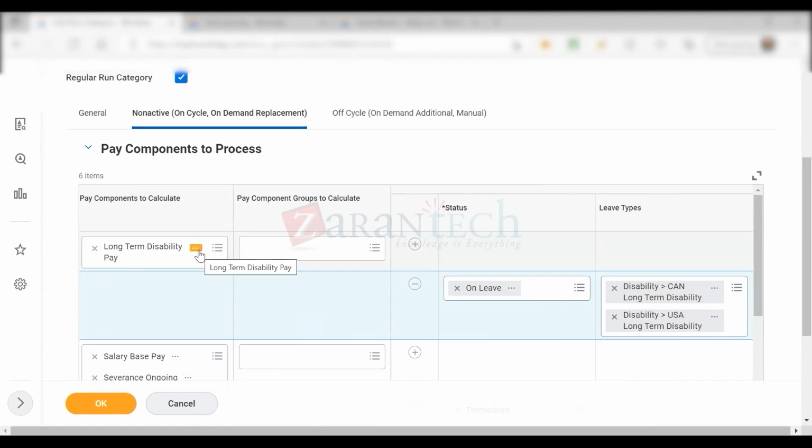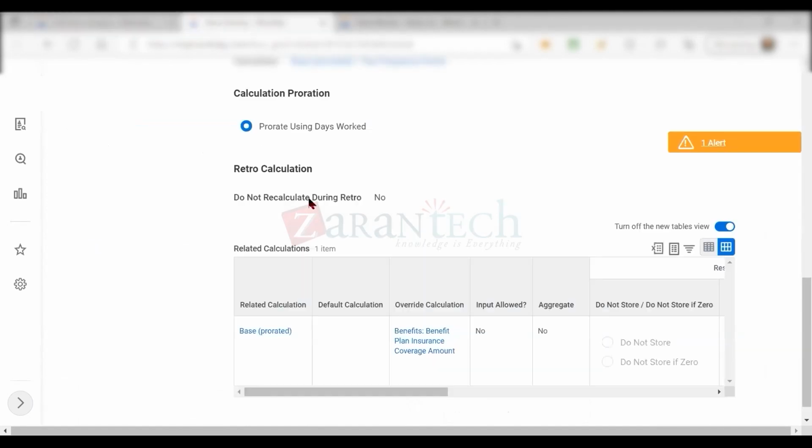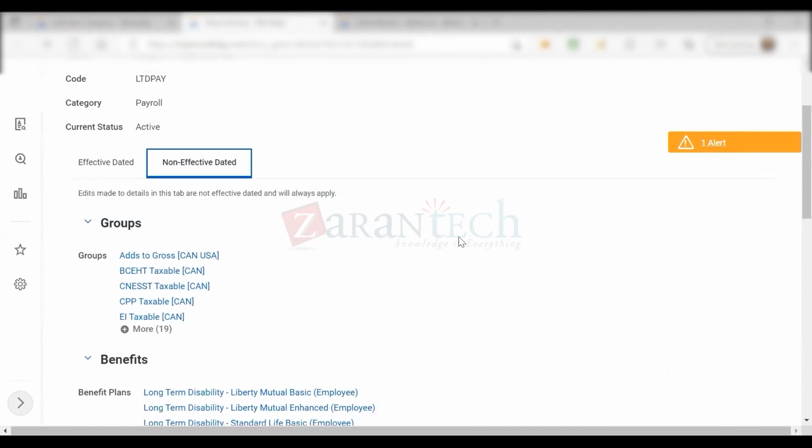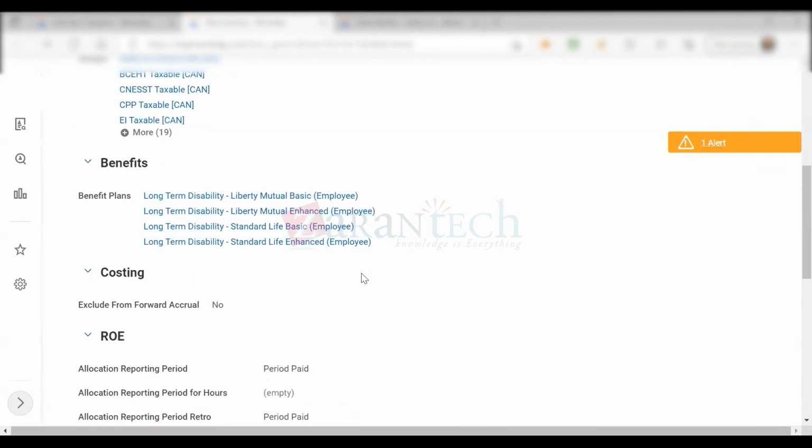But what is the condition for them to get paid? First, they need to be on these leave types. Second, they have elected the long-term disability benefit plan that we have on our earnings code. Because if they haven't elected a benefit plan, there is no coverage amount. And when there is no coverage amount, 0 divided by 24 results in 0. So the earning will get calculated, but it will be calculated with 0.